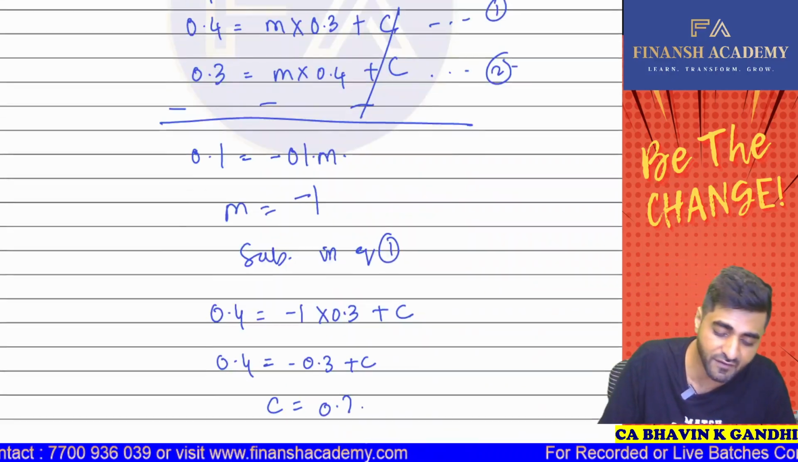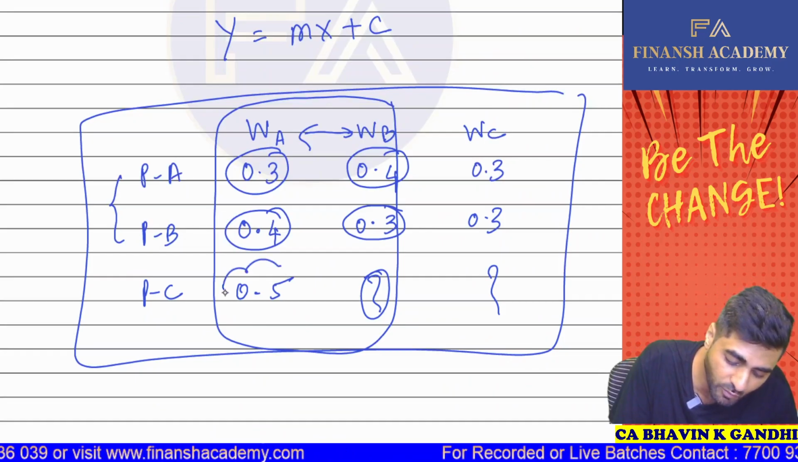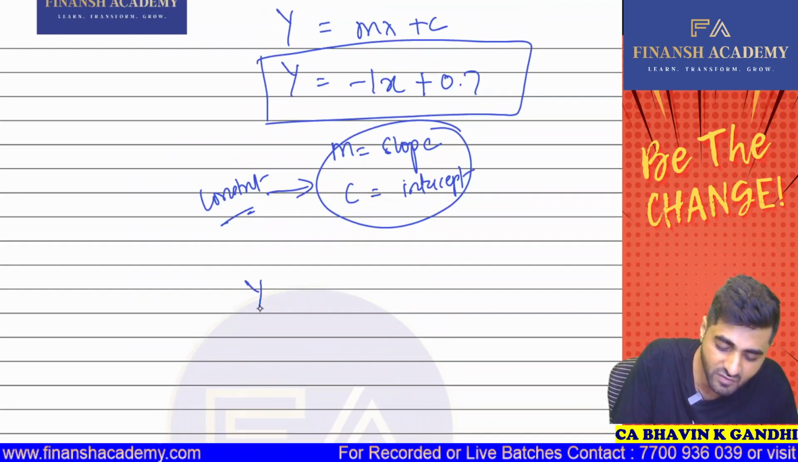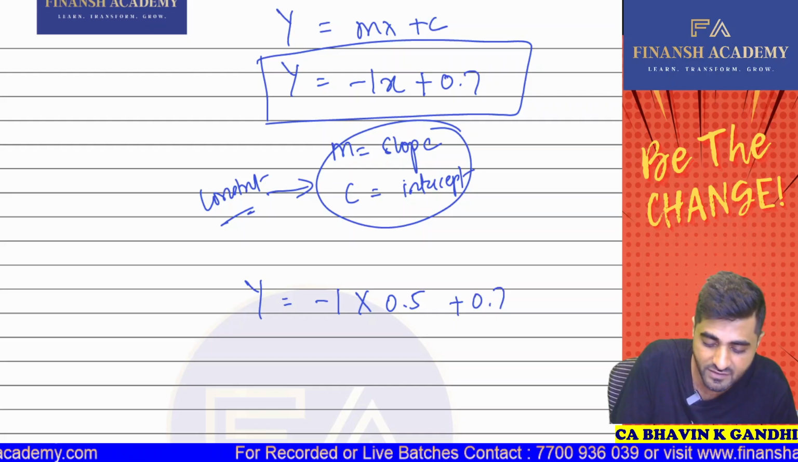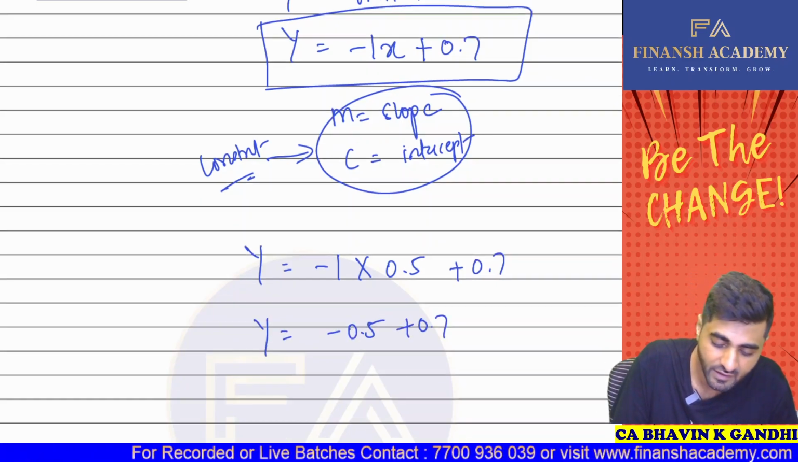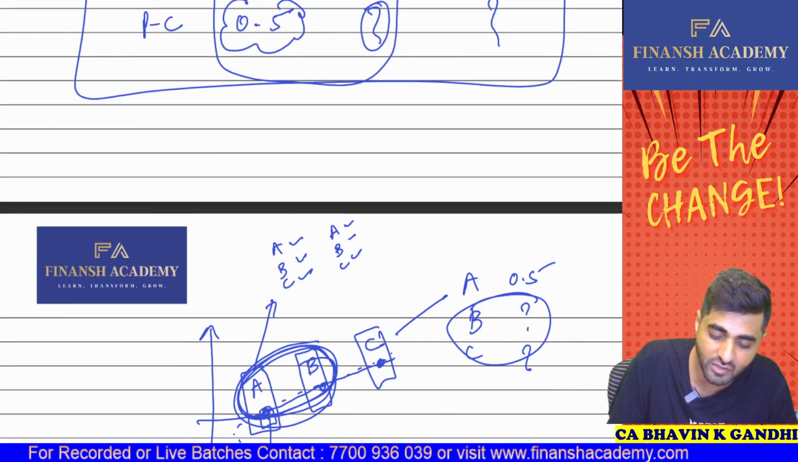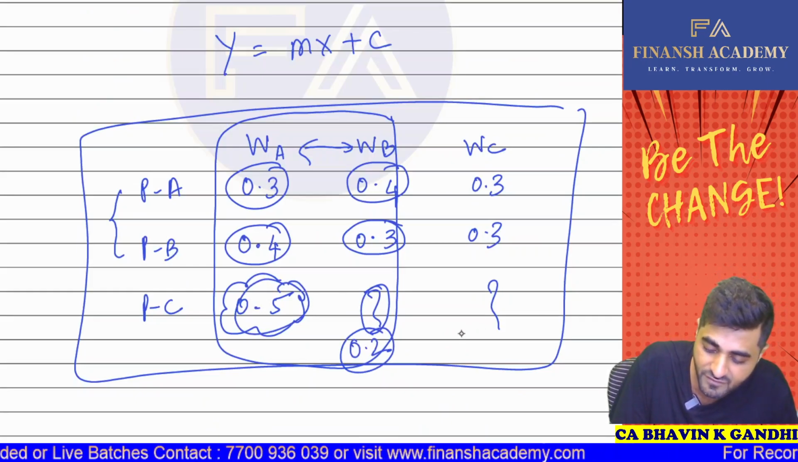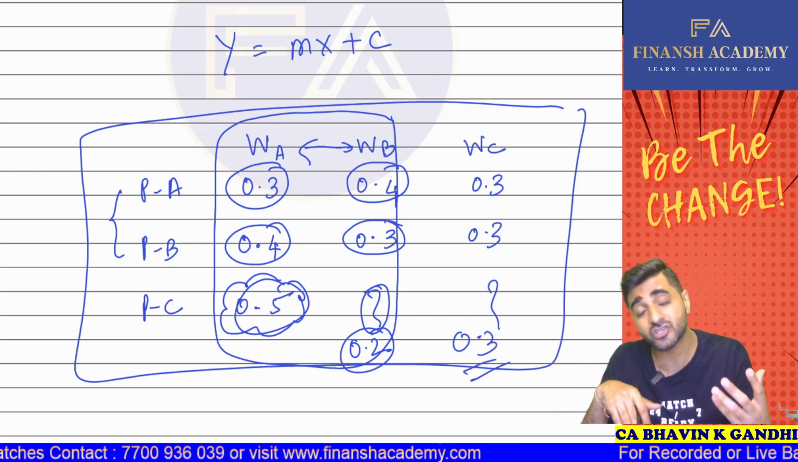Now, my dear students, if my x is 0.5 and I want to know my y, can I substitute this? Yes, y is equal to minus 1 into 0.5 plus 0.7. So this will be minus 0.5 plus 0.7, and your y is coming as 0.2. So if this is 0.2 and this is 0.5, then this has to be 0.3. This is, my dear students, how we establish the relationship.